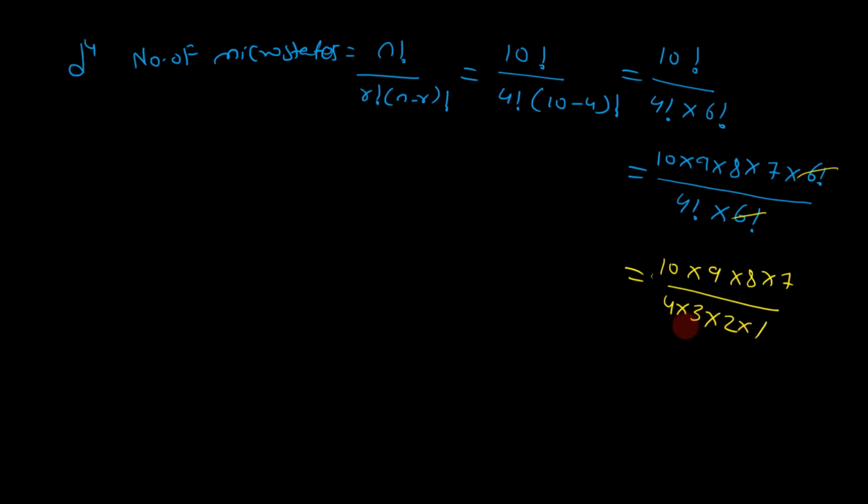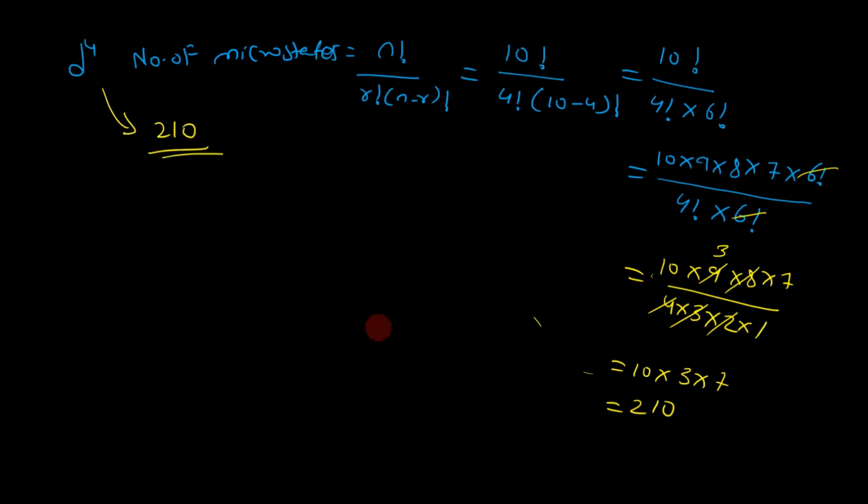Now you can see 4 into 2 is 8, so we cancel the 8 above, the 3 ones are cancelled, and the 9 goes as a 3, so we get 10 into 3 into 7. 7 threes are 21, into 10, that is 210. So for D4 we get 210 macrostates.